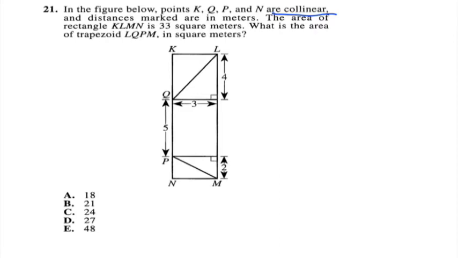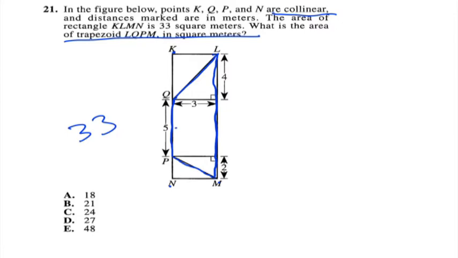The area of KLMN, so we want to find that one. KL down here, MN, is 33. What is the area of the trapezoid? Now here they're expecting you to know that the trapezoid is going to be this one, and continuing up like this. That completes our trapezoid. Remember, a trapezoid has two parallel sides and two sides that are not parallel.